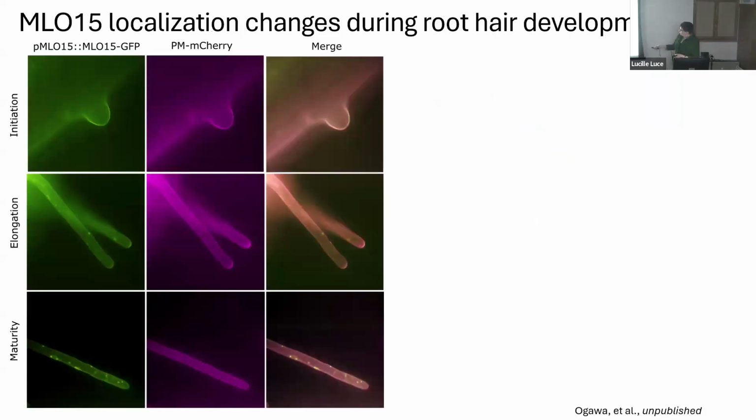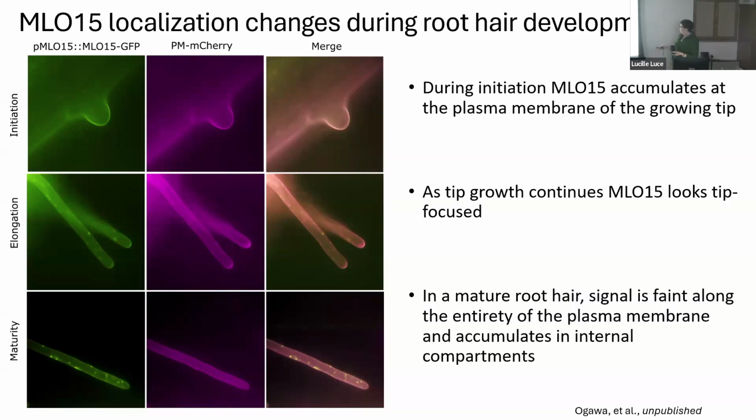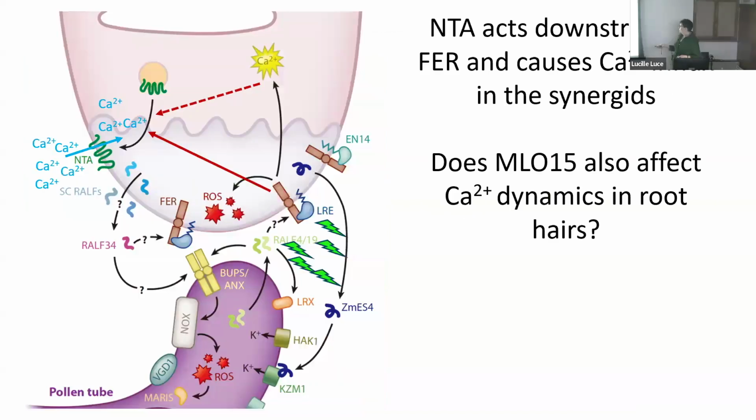We also see, if we look at old root hairs that have already stopped growing, that the GFP signal gets sequestered, maybe in the Golgi. So the idea is that once the growth is no longer needed, you don't need the MLO to be there at the tip, so then it gets endocytosed.